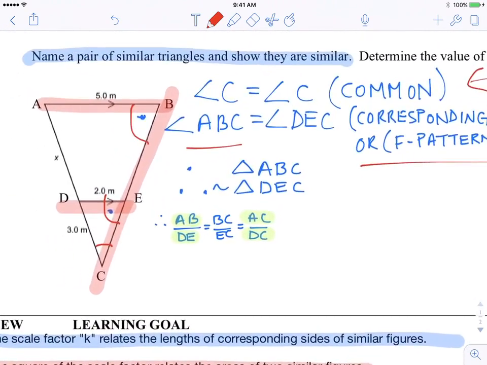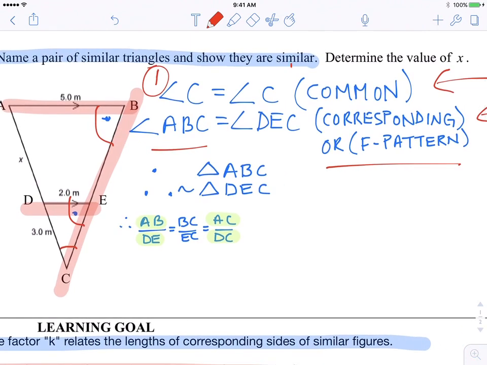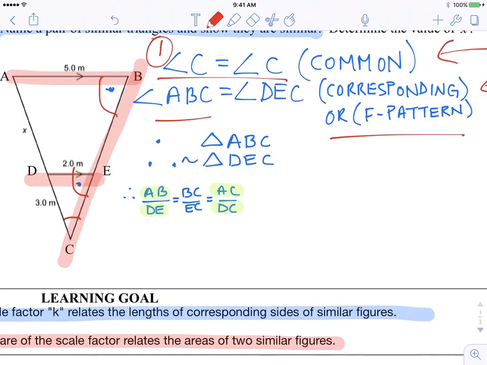All right, so the first step here to remember is you always want to first show that the triangles are similar. You're proving it, and whatever proof you're using, you're going to make sure you write that beside in brackets. So I'm saying angle C equals angle C, and what's my proof? They're common. It's common to both the triangles. Okay, so once you've done that, the next very important step is right here. You want to say therefore the triangles are similar.